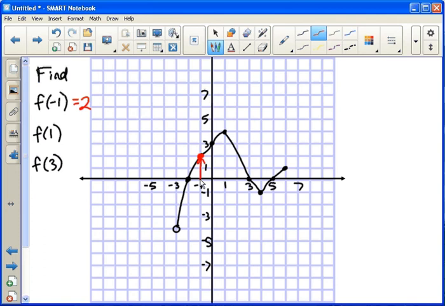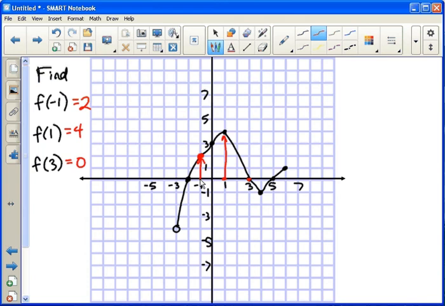Now next I go to 1. So 1's right here. I just follow 1 up until I get to the function, and f of 1 would equal 4. And then f of 3 is right here. So it's already at 0, so we don't have to follow anything anywhere. We just get 0. So all they're doing when they give you these things is telling you the x value and asking you to find the y value. That's all there is to it. They're giving you an x value, negative 1, 1, or 3 in this case, and asking you to find the y value at that point.